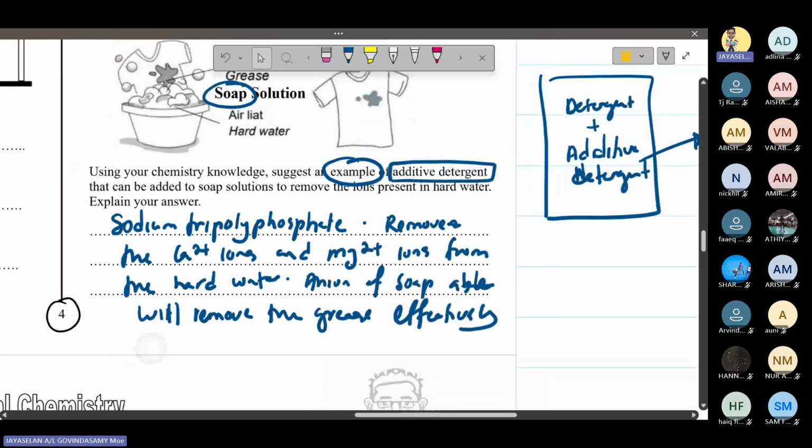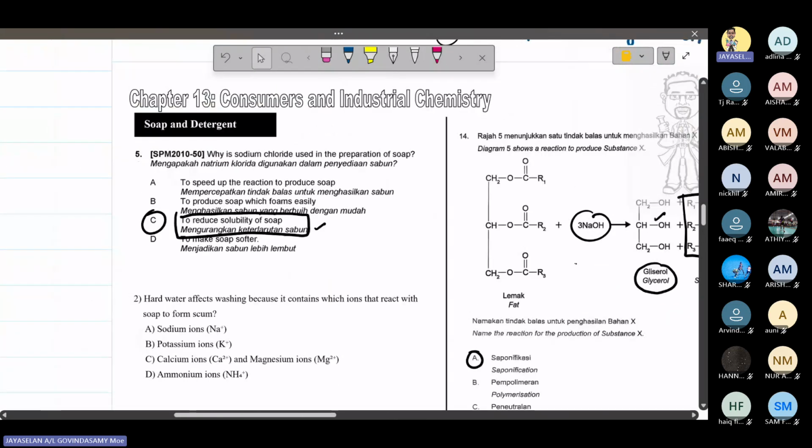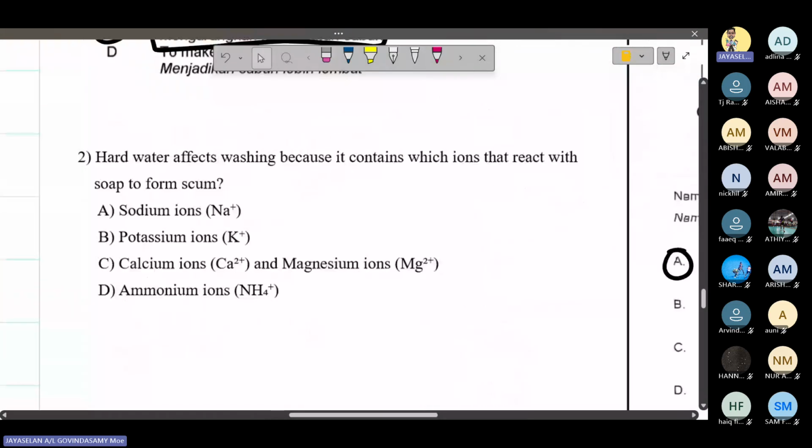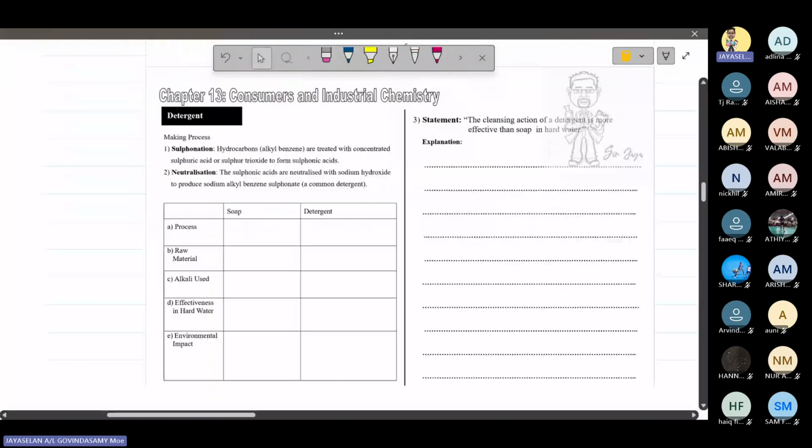Okay, we go for last question. Now, hard water affects the washing because it contains two ions. What are the ions? Calcium and magnesium ion. So answer. Any question?